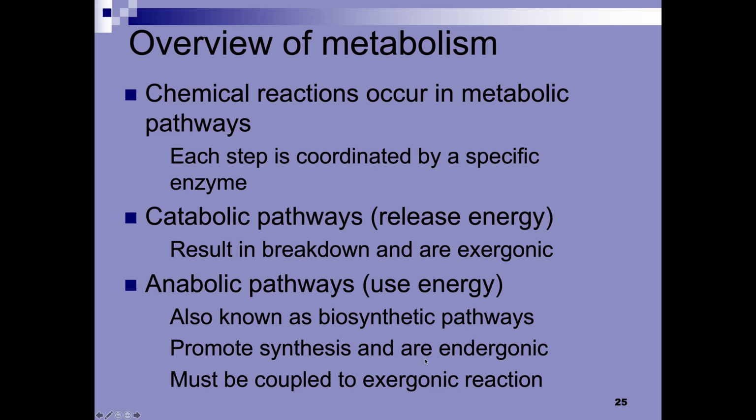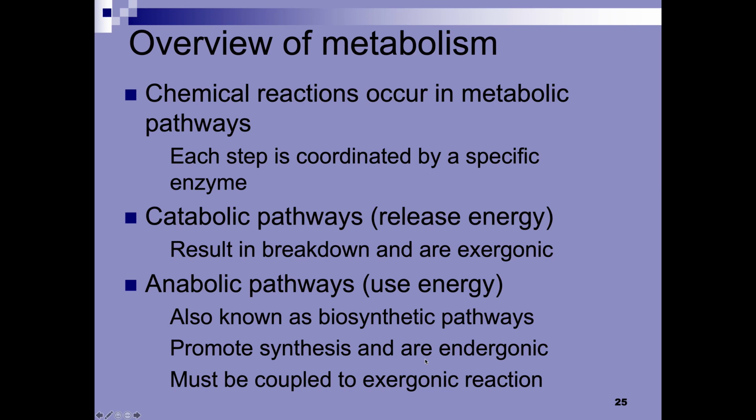In an overview of metabolism, just to review a few things: chemical reactions in metabolism occur in metabolic pathways. Each step of that pathway is going to be coordinated or carried out by a specific enzyme, and multiple enzymes carry out multiple steps in a metabolic pathway. Metabolism can occur in two different basic types of pathways. The first are catabolic, the second are anabolic. Catabolic pathways are used to release energy that can be used to drive anabolic pathways.